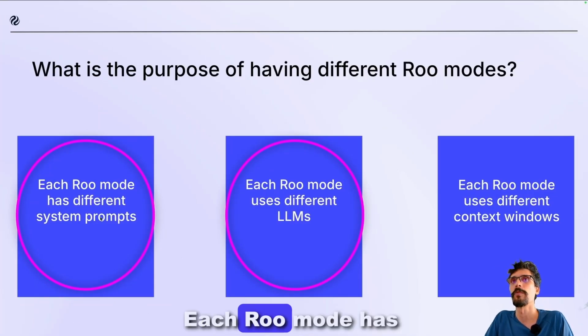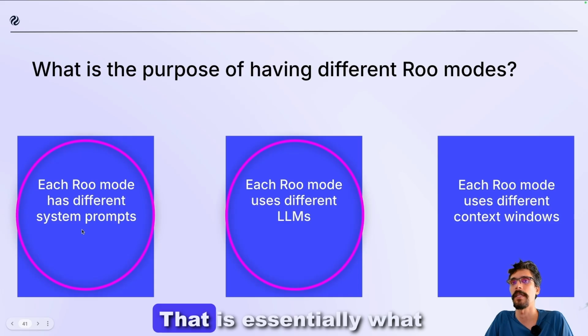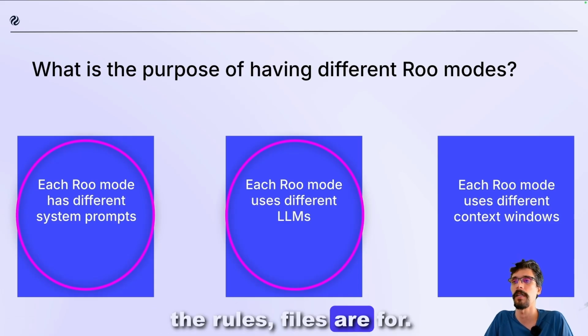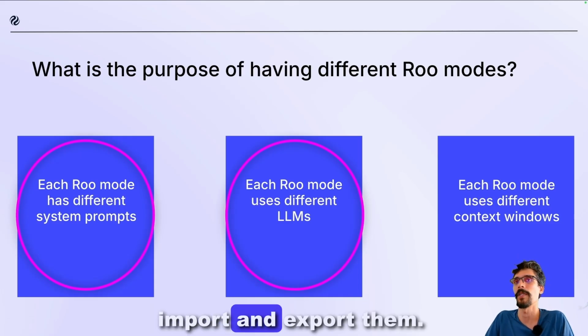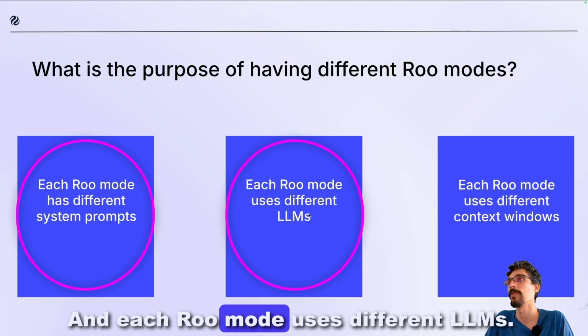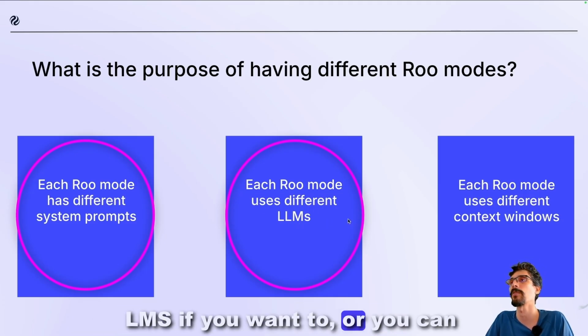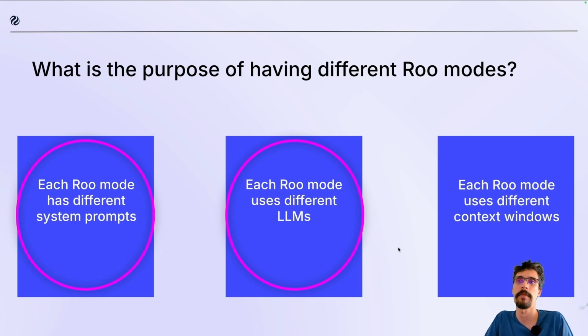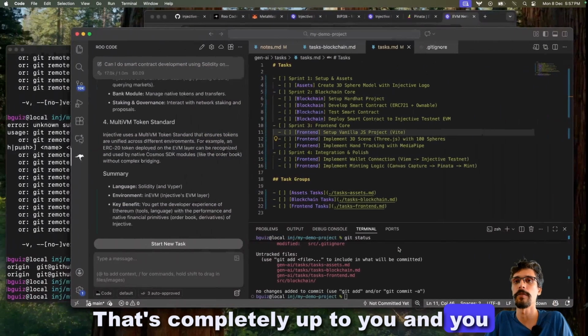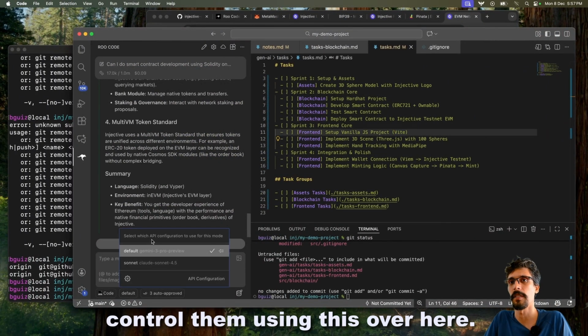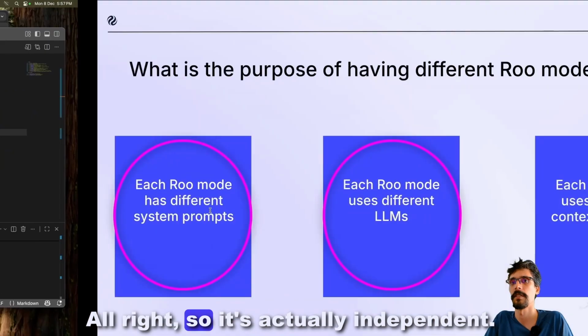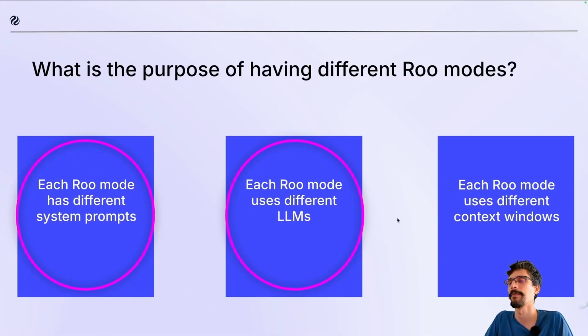All right, each Roo mode has different system prompts. That is essentially what the rules files are for, and you can actually import and export them. And each Roo mode uses different LLMs. You can configure it to use different LLMs if you want to, or you can set them to use the same LLM. That's completely up to you, and you control them using this over here, right? So it's actually independent.